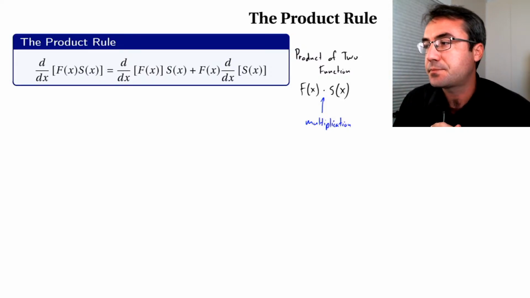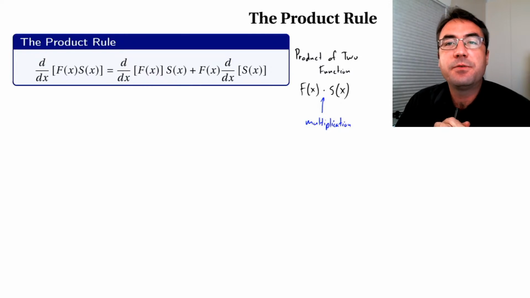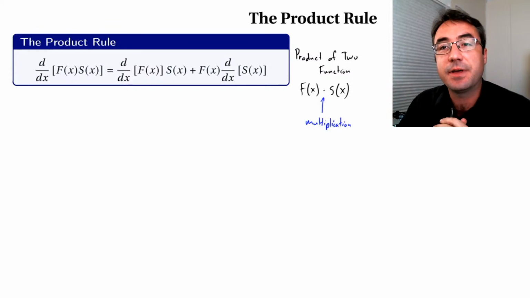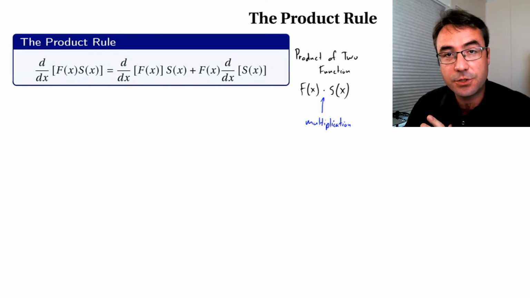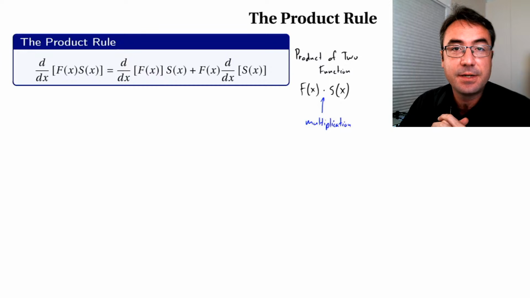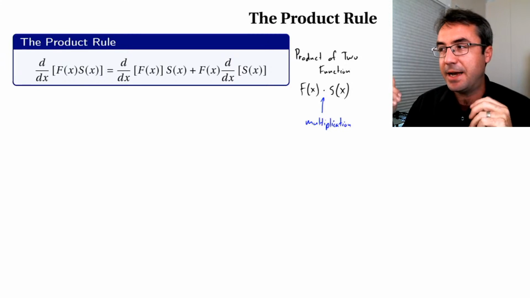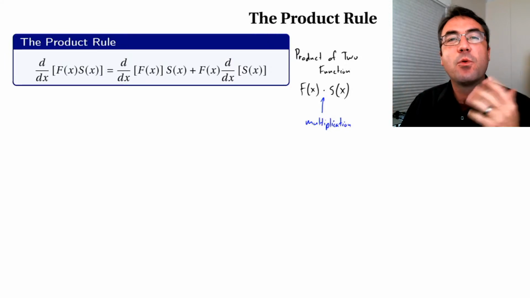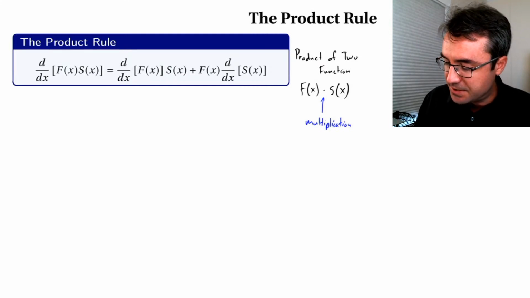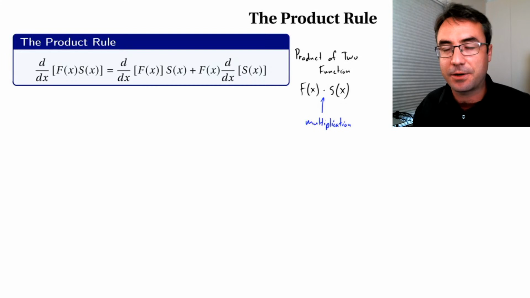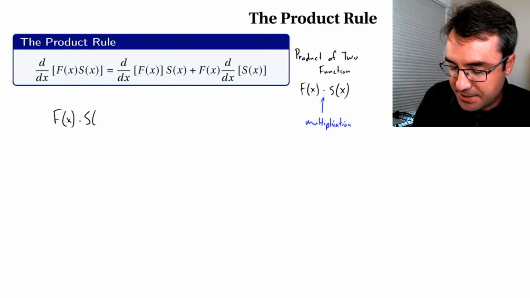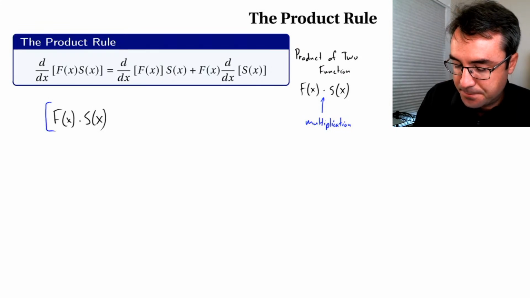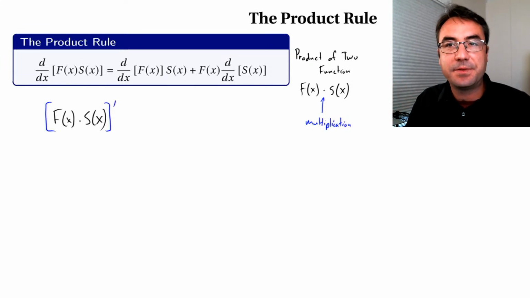So what does it say? We have the derivative of f times s. That's what we're interested in calculating. And what the product rule says is that it's equal to the derivative of f times function s, plus function f times the derivative of s. You can remember the formula, but I tend to remember it more as a process. So let's see how we can actually implement this product rule. Let's say we have a product of two functions, f of x times s, and we want to differentiate it. How do we actually implement this?